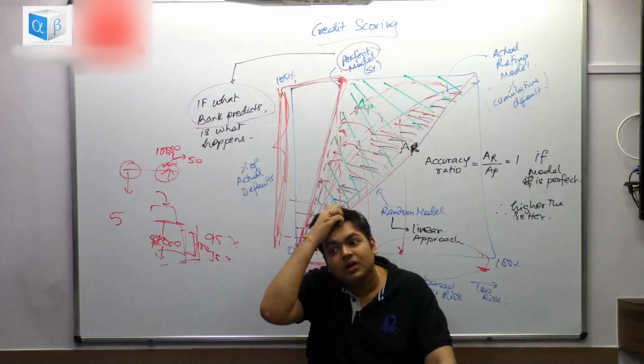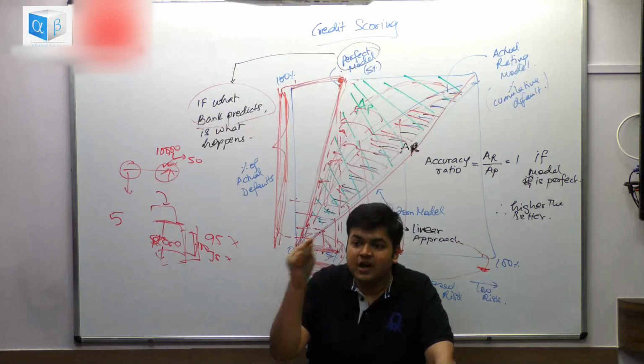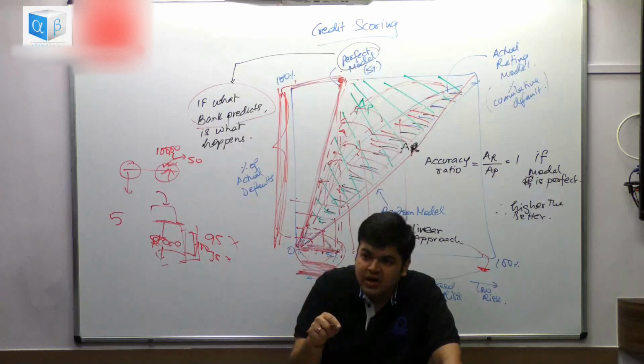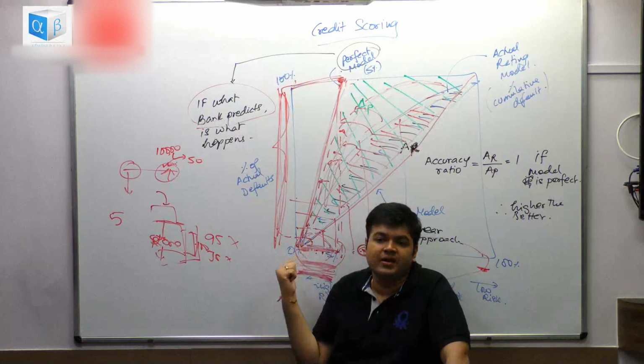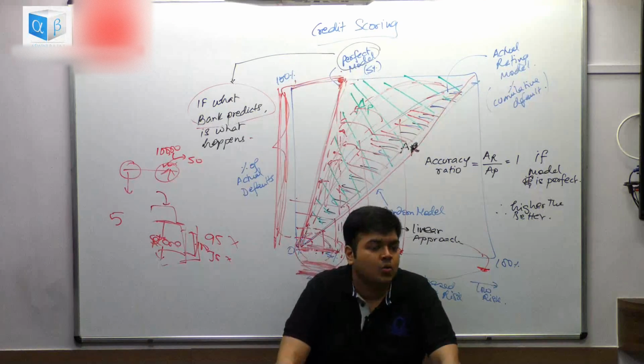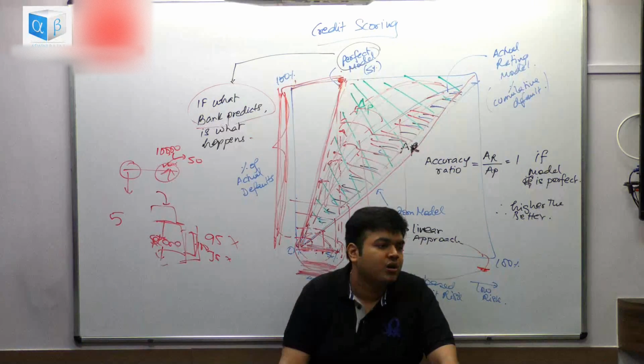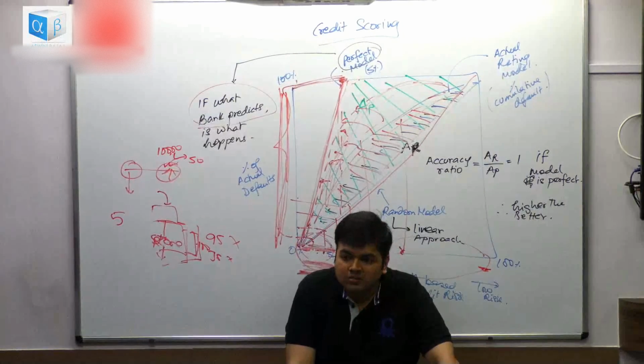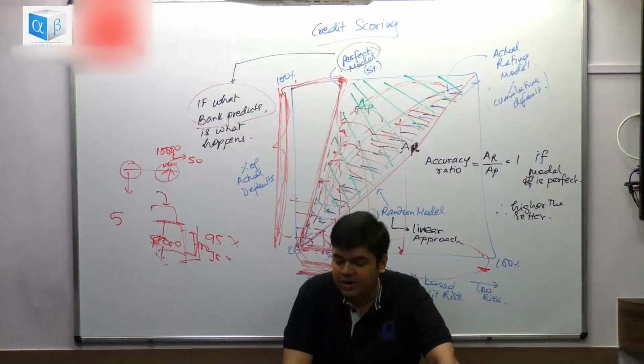We are not debating on the default rate part. We are debating whether the ones who have defaulted are the ones that we gave poor credit ratings or not. We are evaluating whether those who have defaulted have been given a poor rating or not. We are not deriving the default rate or something over here.